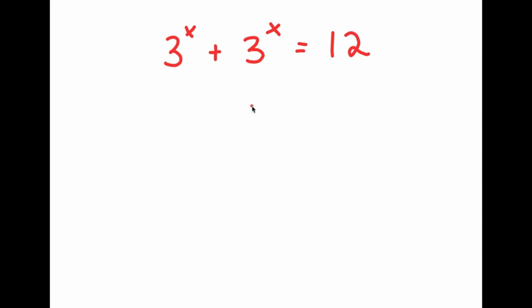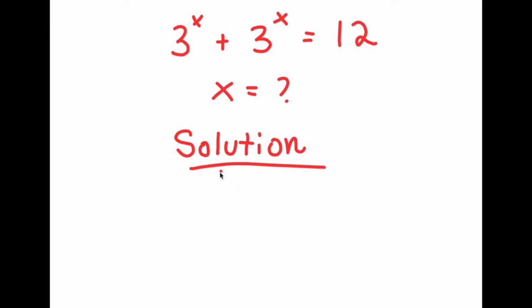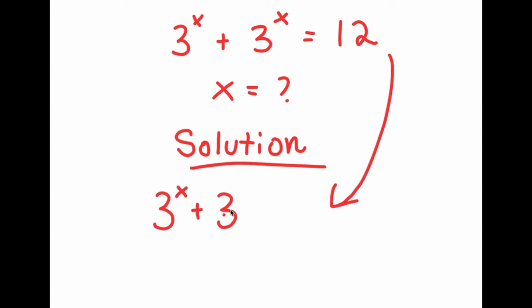Alright, so in this problem, I have 3 to the power of x plus 3 to the power of x is equal to 12. So, obviously, I want to find the value of x here. So for my solution, I'm going to first start by rewriting my equation here. So I get 3 to the power of x plus 3 to the power of x is equal to 12.